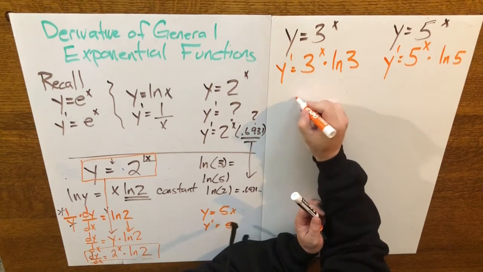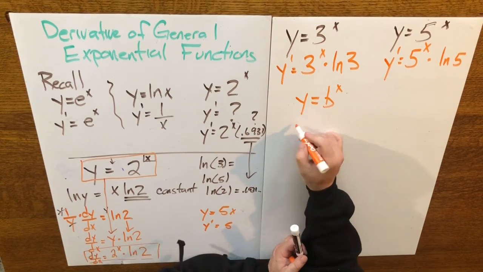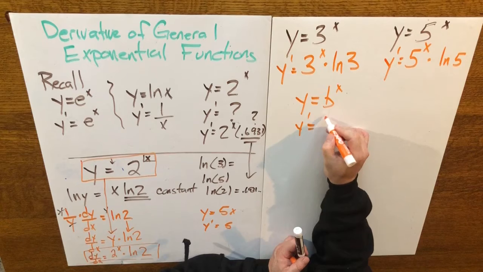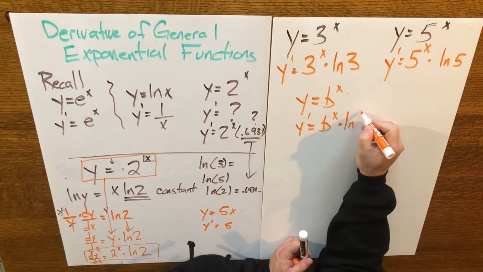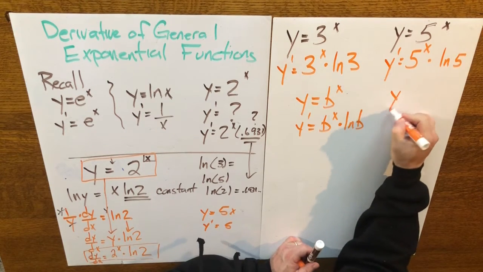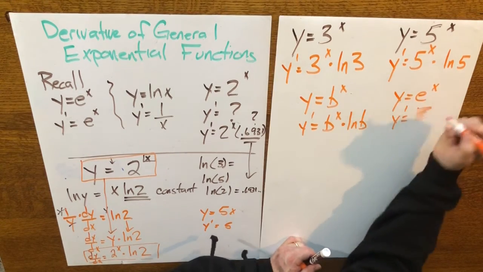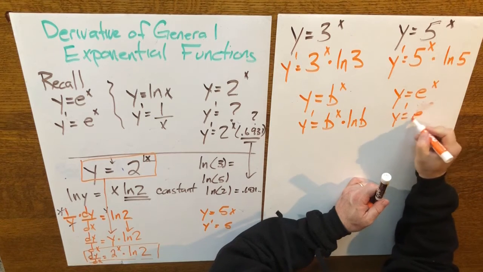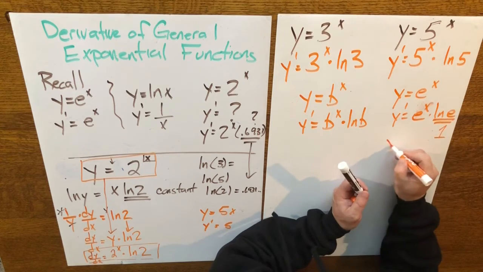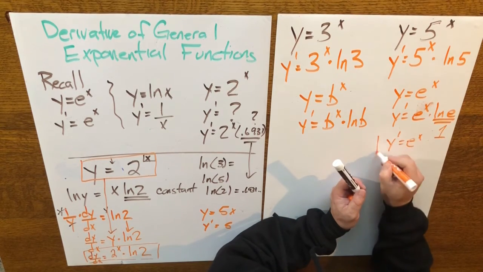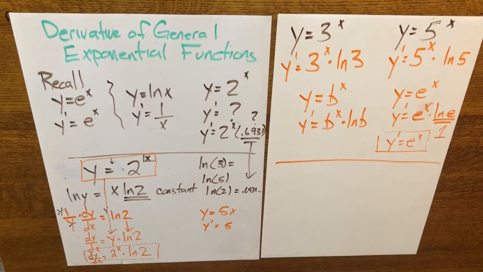So in general, we say if the base is not e, y equals b to the x, y prime will equal the exponential function with the given base times the ln of the base. In fact, it's true if it is e as well, because y prime equals e to the x times the ln of e, and the ln of e is equal to 1. So now we can look at some more complicated examples and see what we can do with them.